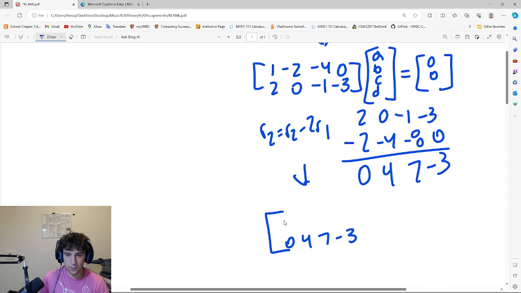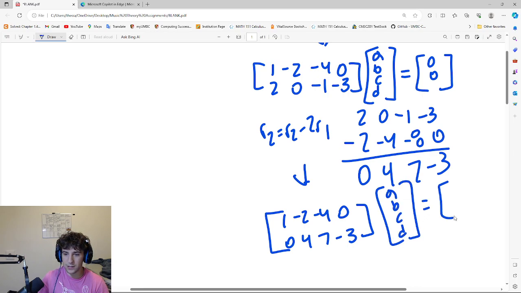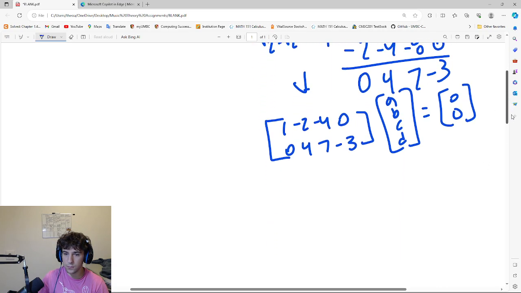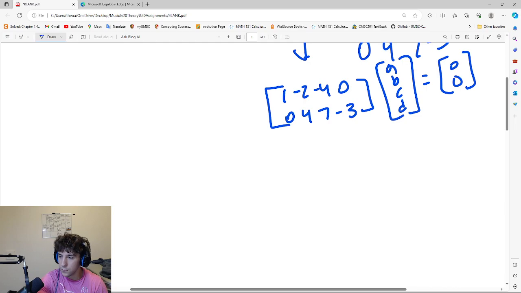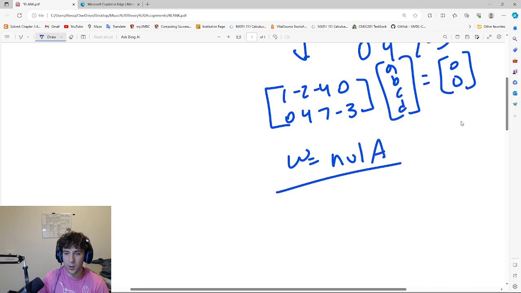And we have 1, negative 2, negative 4, and 0. Then again, we have these multiplied by a, b, c, d. That equals the set of 0 vectors. We can say that this is the null space of A. W equals null of A.